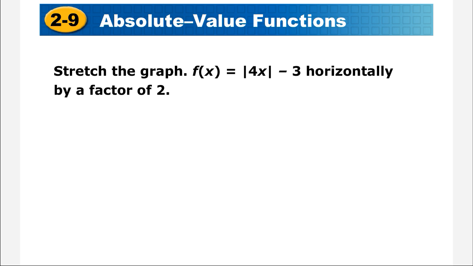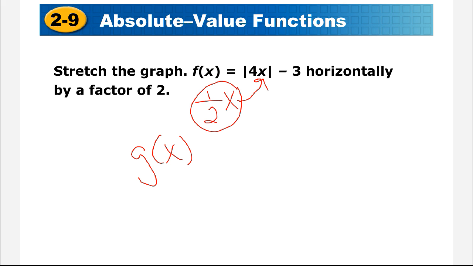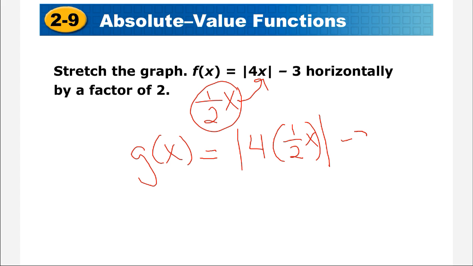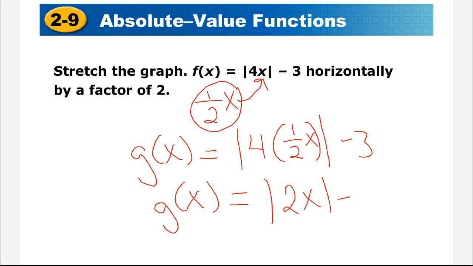All right, last one. We are going to stretch this graph horizontally by a factor of 2. So horizontal means we're going to sub in for x the reciprocal of 2, which would be 1/2 x. So we're going to plug that in for the x. So g of x equals the absolute value of 4 times 1/2 x minus 3. So g of x equals the absolute value of 2x minus 3.